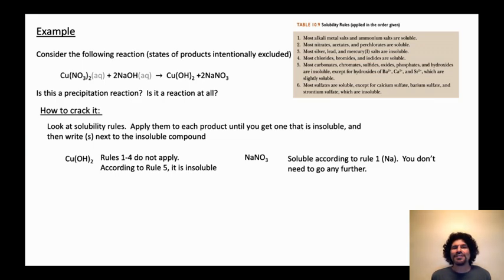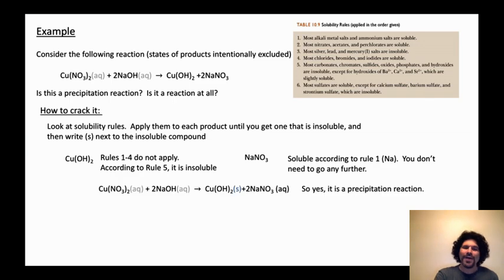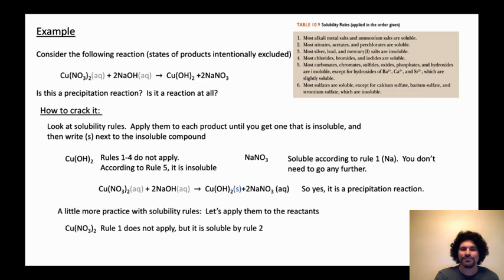But let's go through this analysis for sodium nitrate. Alkali metal salts, rule 1, are soluble. Sodium is an alkali metal, so sodium nitrate is going to be soluble, and you don't need to go any further. So adding states to this reaction, we stick a solid next to copper hydroxide and an aq next to sodium nitrate. So yes, it is a precipitation reaction.